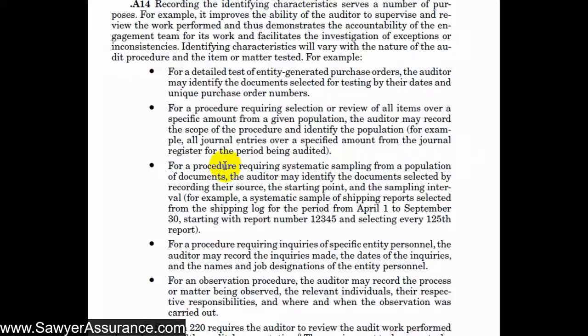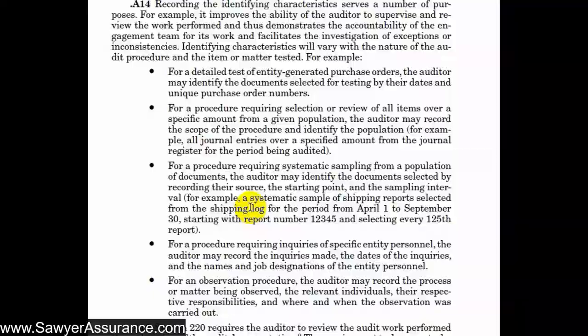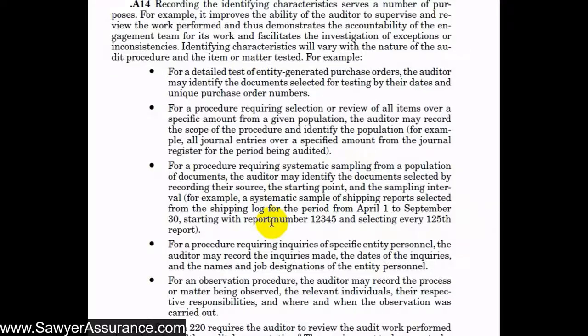Also, if we're doing a sampling technique, systematic sampling, we might identify how we selected those particular samples. For instance, by saying what the source was, the starting point, and the sampling interval. So we might say something like, from a list of the shipping log for the period April 1 to September 30th, we started at report number 12345 and selected every 125th report. So that would tell us which items were selected for testing, and a third party could come in and identify the specific ones that we selected.